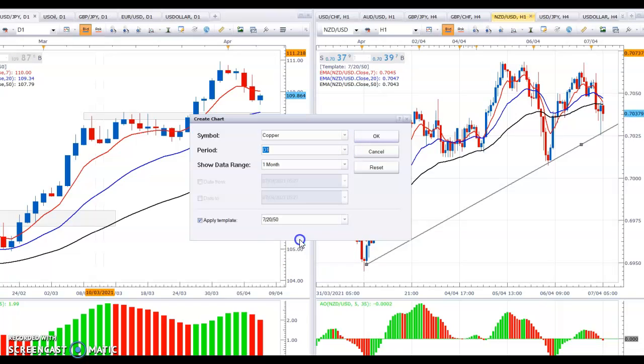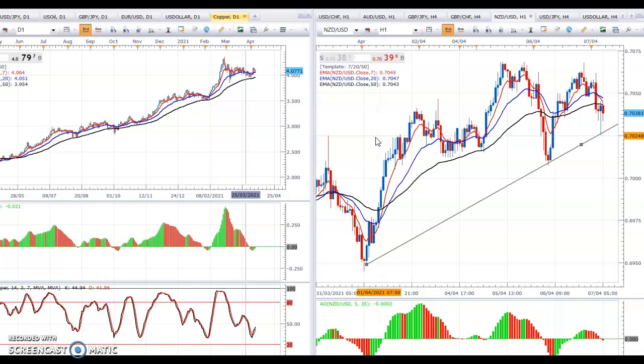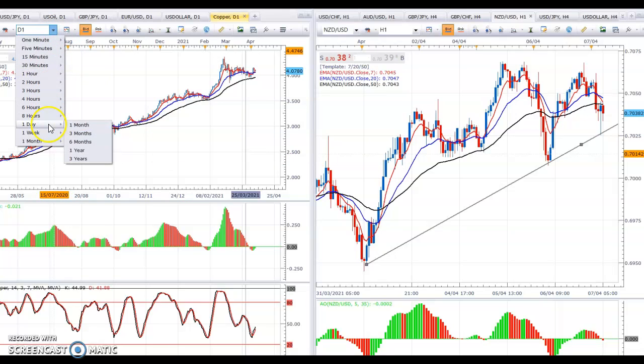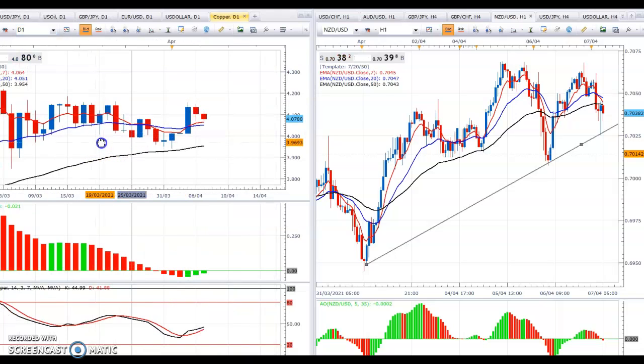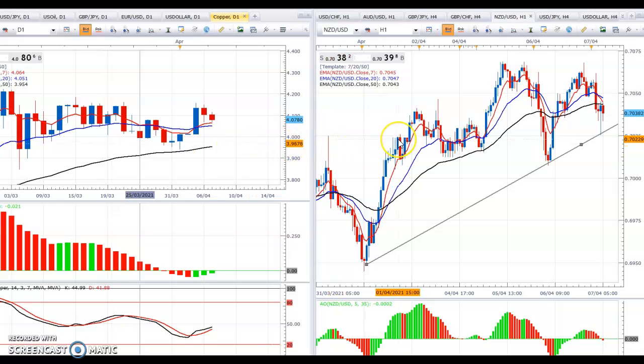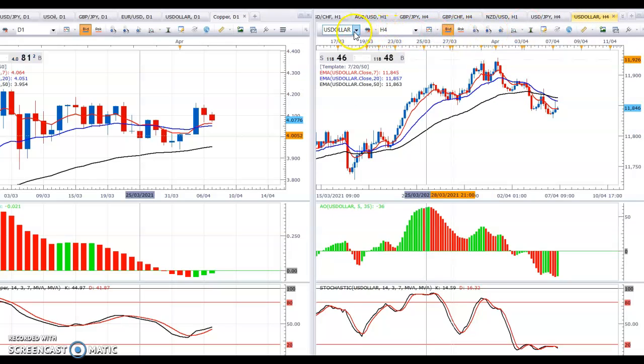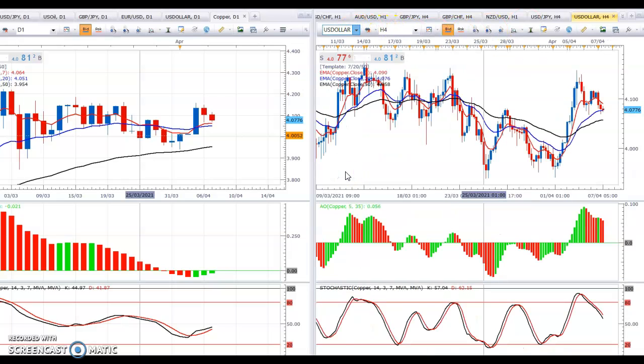Copper's been in an uptrend. If you've been receiving my email updates, you would have seen that. What we're looking for is all charts to confirm. So we can see now the red line is above the blue line, above the black line. Anything above the 50 is potentially a buy. That's the US dollar for the copper.